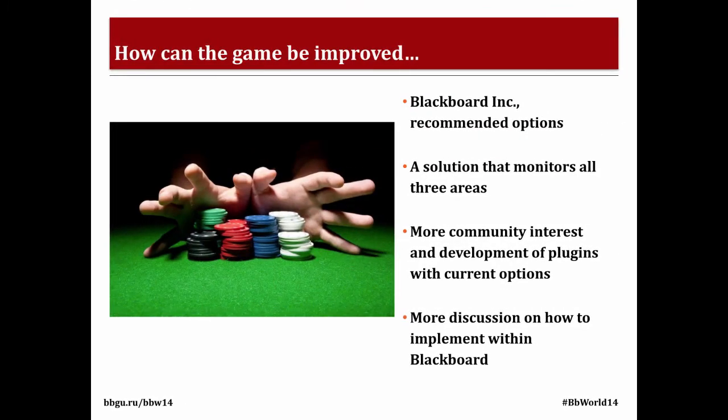And while we've learned a lot, we've also learned where things can be changed and how it can be improved. First of all, Blackboard really needs to come out and recommend some options. APM products can be used widely, but it's helpful when the manufacturer or software developer actually recommends a few options. There needs to be a solution that can do all three: in-depth APM, in-depth into the logs, giving searchability, and also monitoring end users.